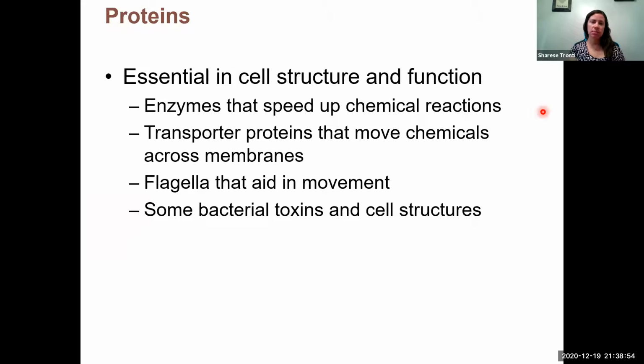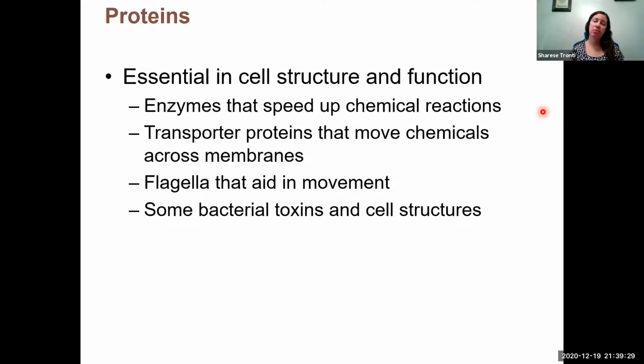Moving on to proteins. Proteins are very essential in structure and providing functions for the cell. Most of the things of the cell are going to be proteins. So if you ever have a question and you don't know, you're more than likely to get it right if you just guess protein. Some of the functions of proteins include enzymes. Enzymes are made of proteins. These are going to help to speed up chemical reactions. They're protein catalysts.